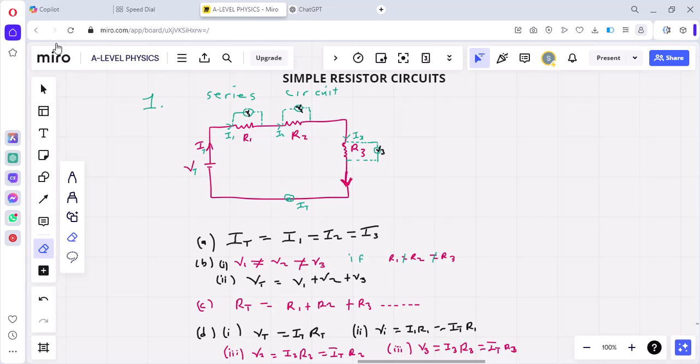I just mentioned that resistors can be connected either in series or in parallel. Now let us look at a series circuit.